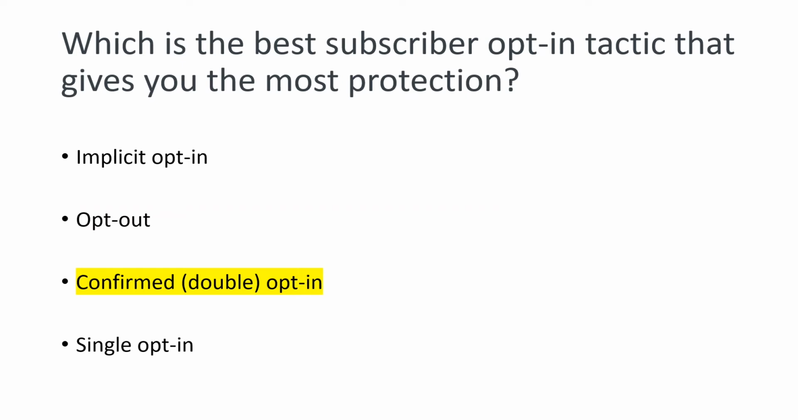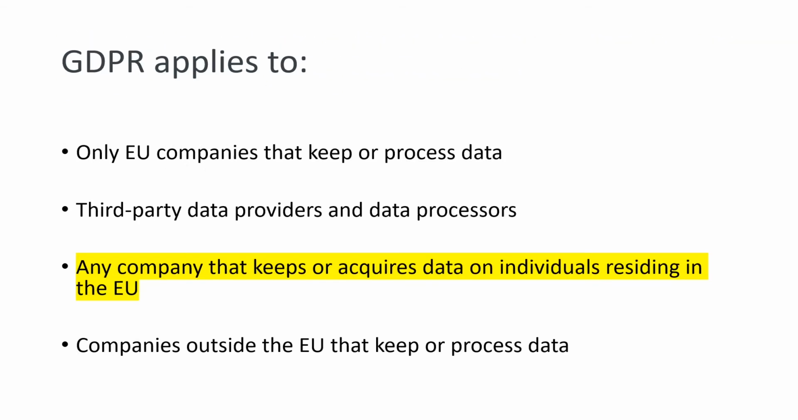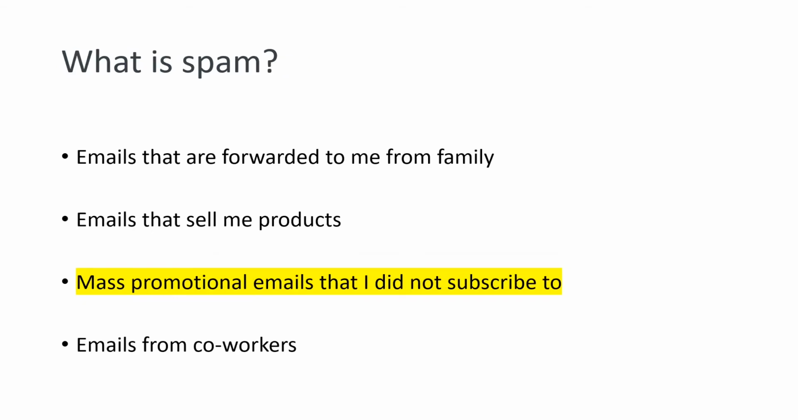191. Which is the best subscriber opt-in tactic that gives you the most protection? Confirmed double opt-in. 192. GDPR applies to any company that keeps or acquires data on individuals residing in the EU. 193. What is spam? Mass promotional emails that I did not subscribe to.